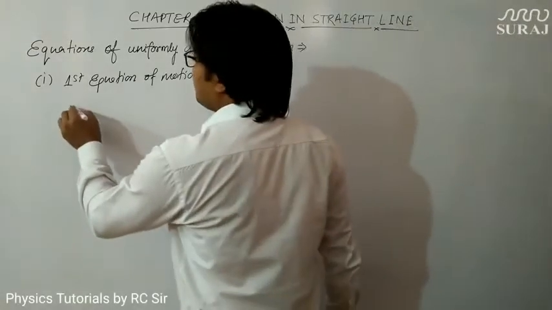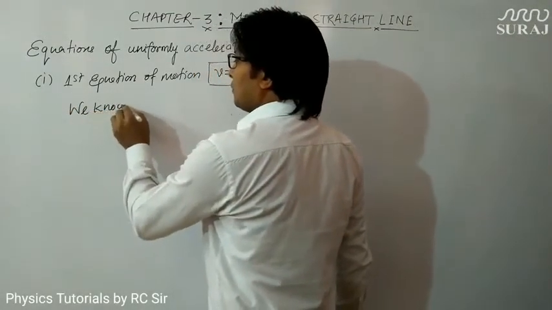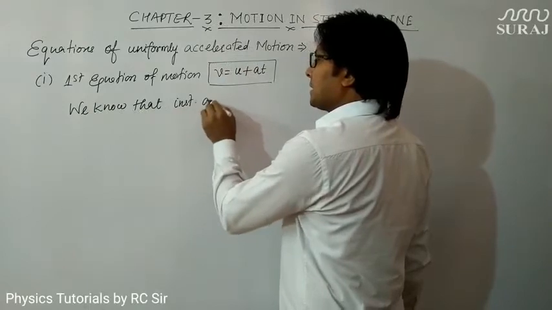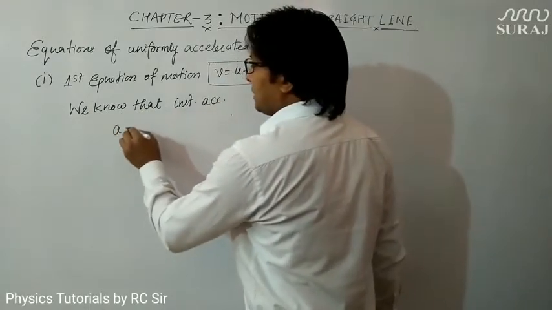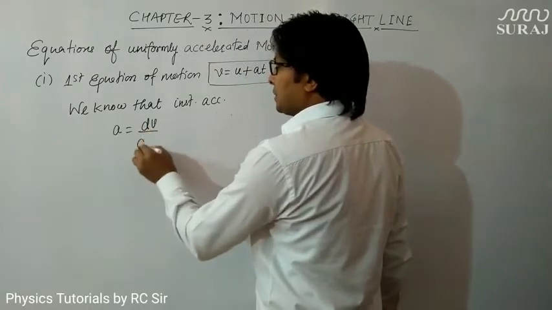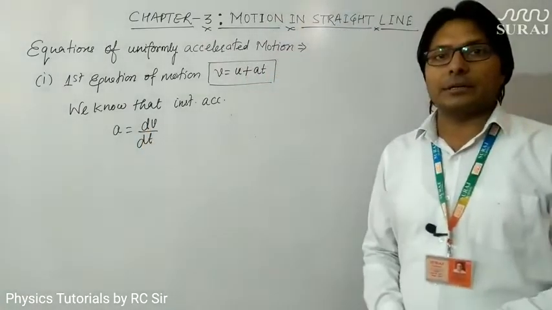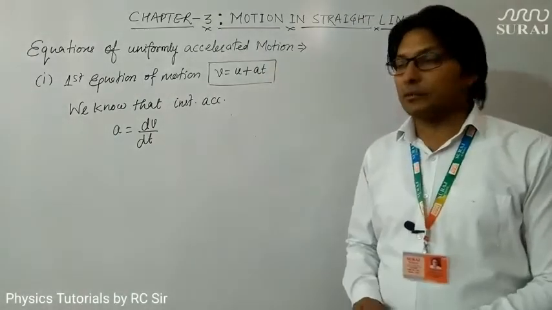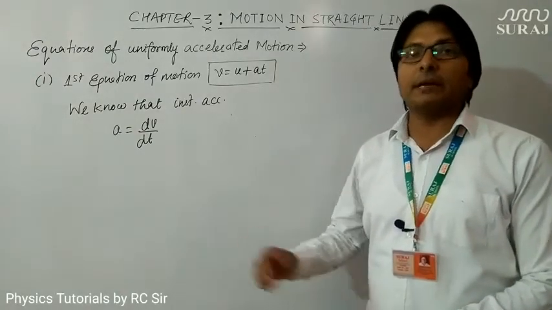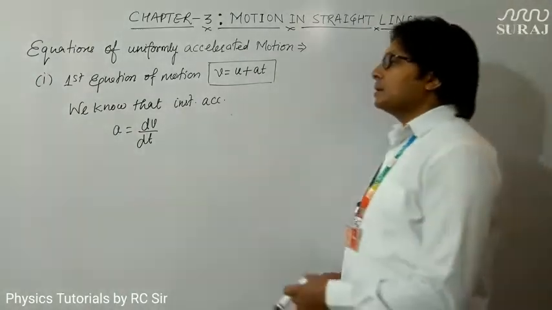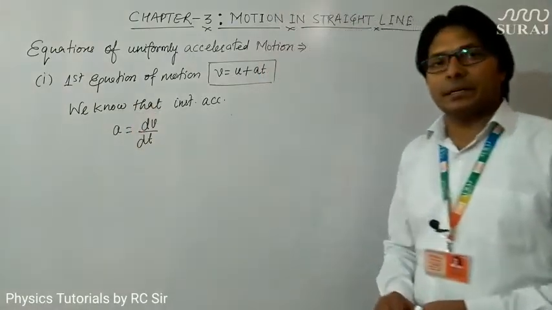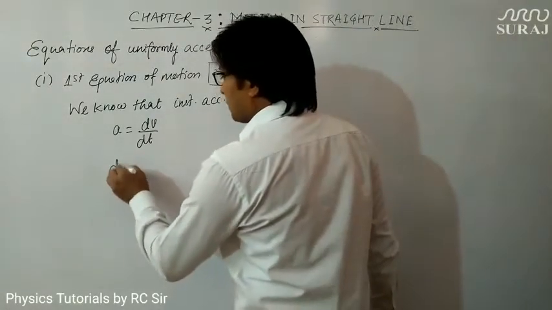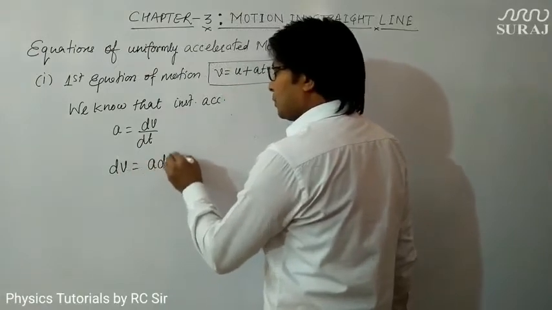So as you all know, instantaneous acceleration can be written as the rate of change of velocity. This formula we derived in the very first lecture of this chapter, in which we studied about instantaneous and average acceleration and velocity. So acceleration can be written as the rate of change of velocity. Now from here I can write dv is equal to a into dt.